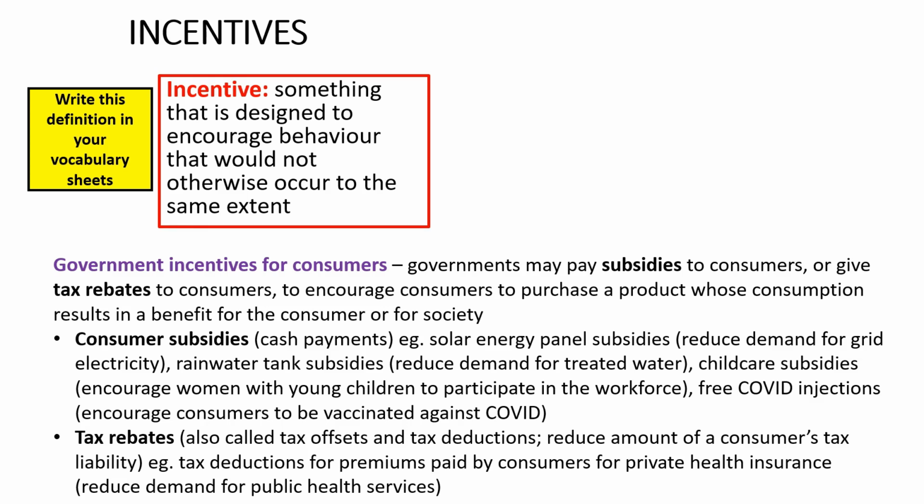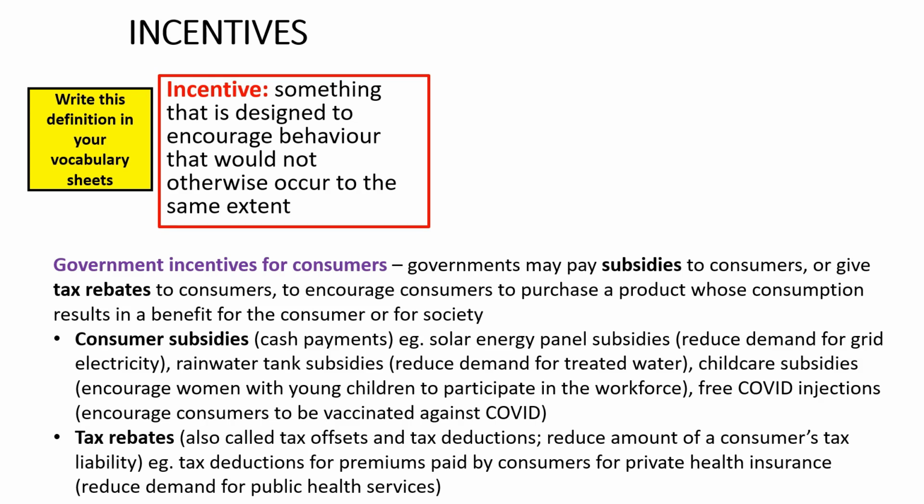Tax rebates, also known as tax offsets or tax deductions, are reductions that reduce the amount of a consumer's tax liability. For example, consumers are given a tax deduction for the premiums that they pay for private health insurance. This means that a consumer who pays premiums for private health cover can deduct the amount of those premiums from their taxable income, that is, the income on which they pay tax, and so can reduce the amount of tax that they pay to the government. This encourages consumers to take out private health insurance.